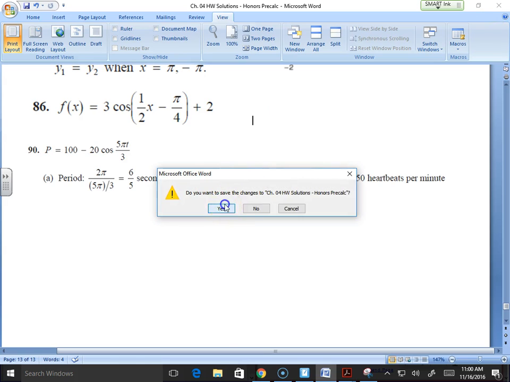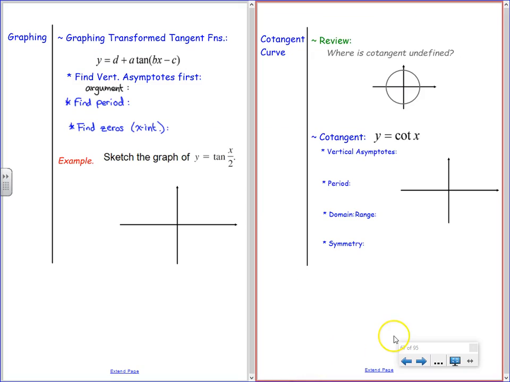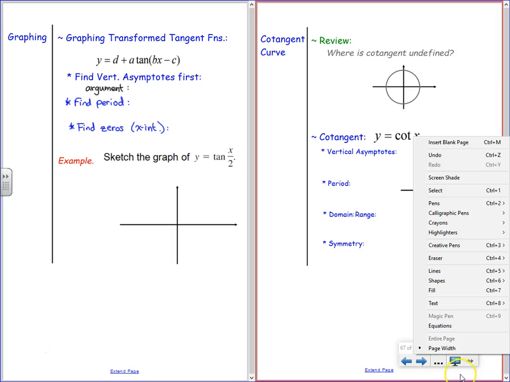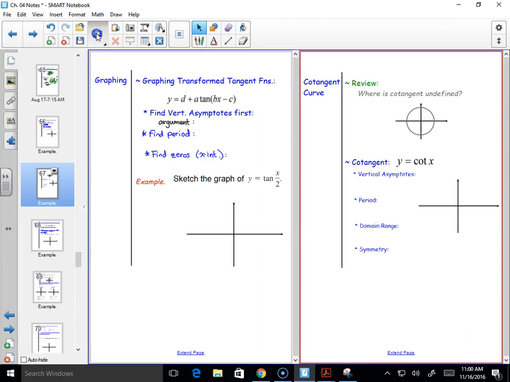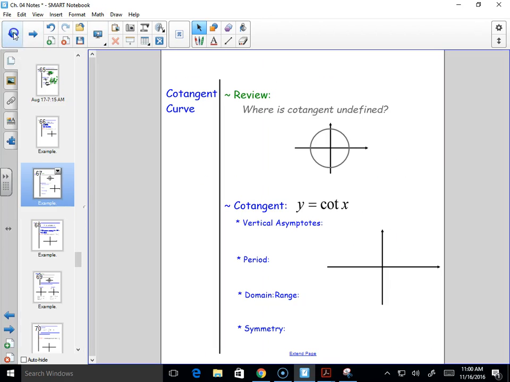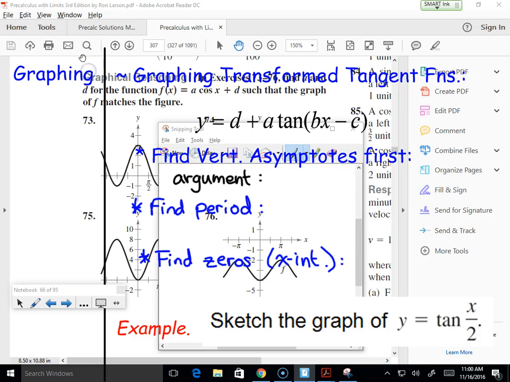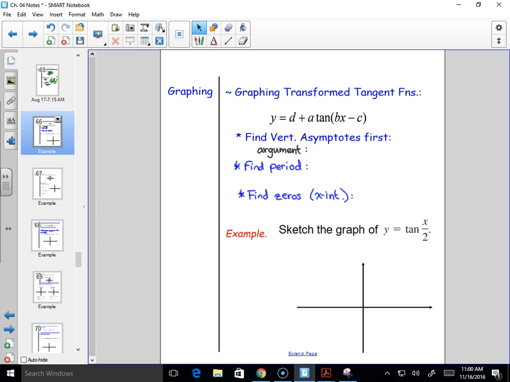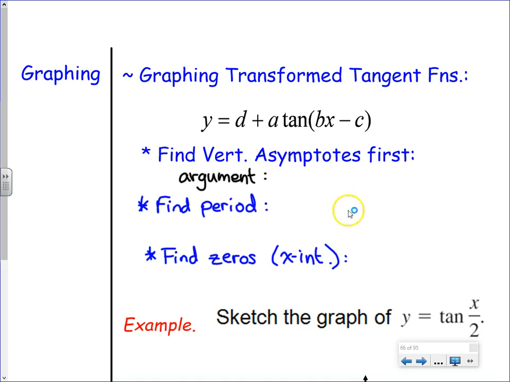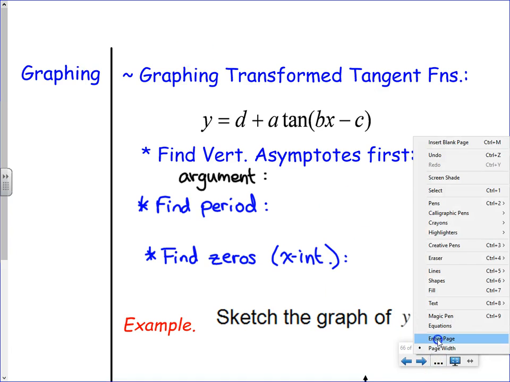I'm going to go ahead and exit out and save that, and we need to go back to tangent and cotangent. Let me get to a single page so we can see it. All right, first of all, let's finish tangent. Remember, I said yesterday that tangent can be transformed.